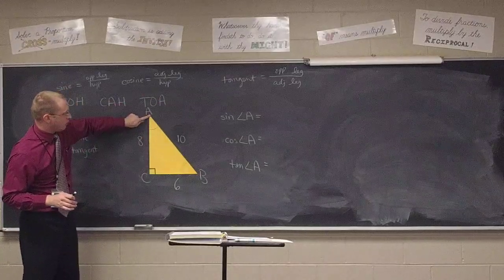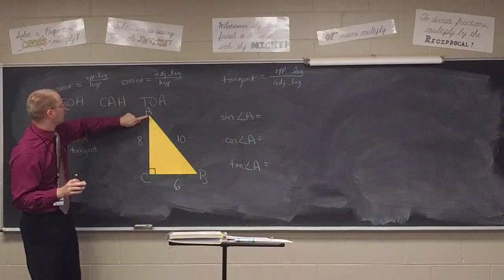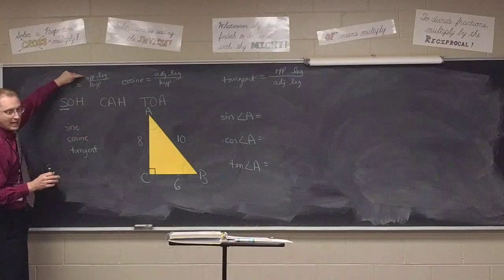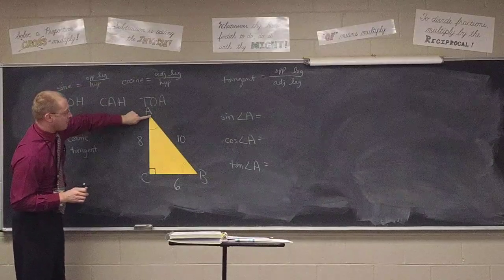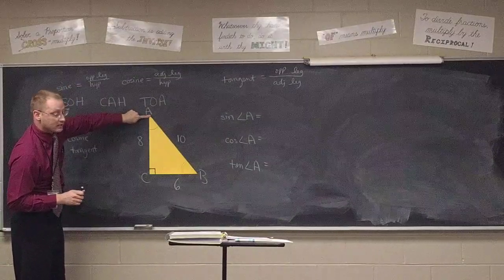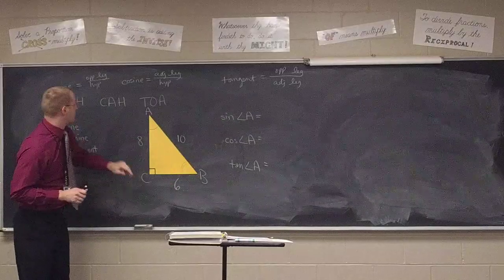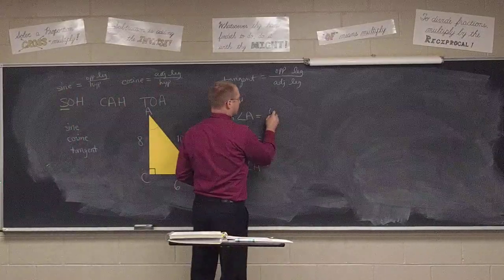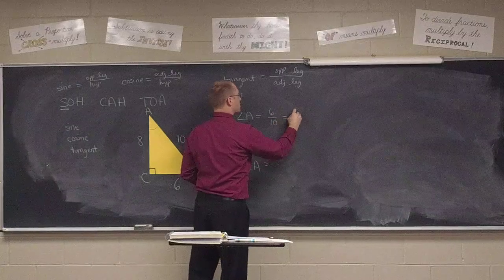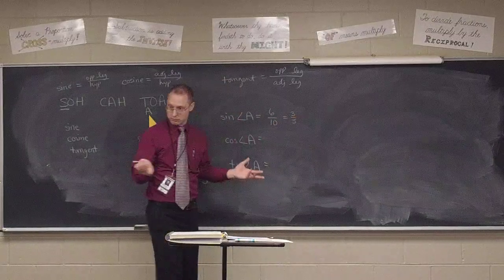Well, let's look at the angle A. Sine is a ratio of the opposite leg's length to the hypotenuse length. What is the length of the opposite leg to angle A, class? 6. What's the length of the hypotenuse? 10. So it's a ratio of 6 to 10, or we could reduce it and say 3 to 5.